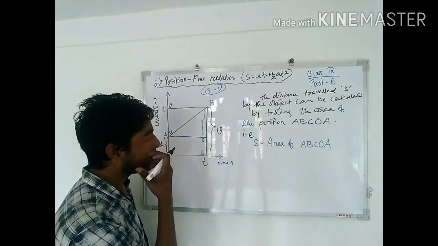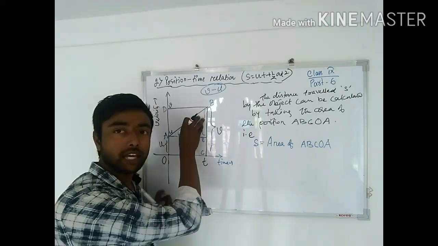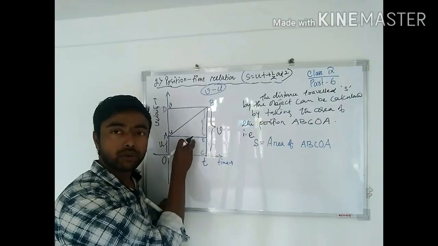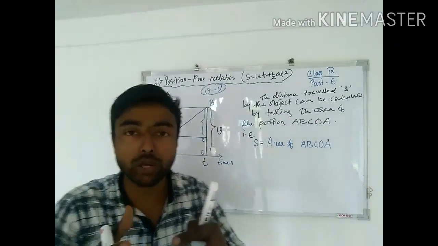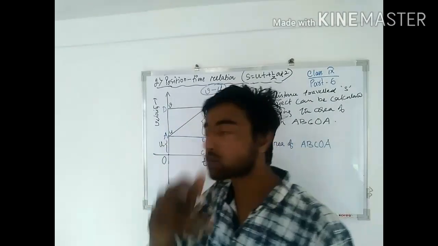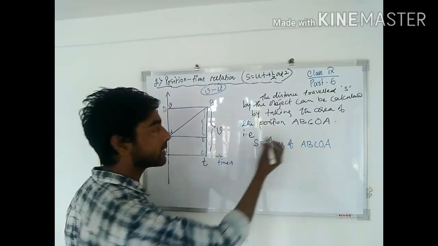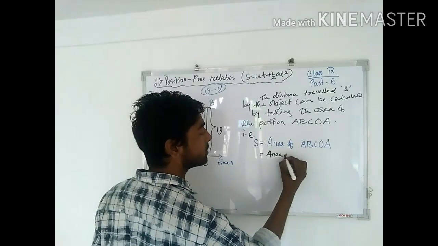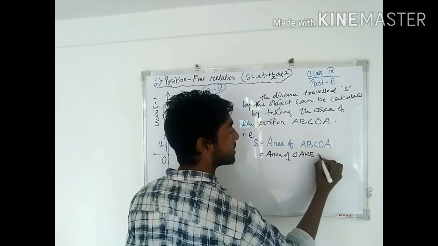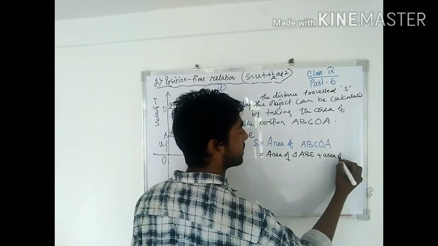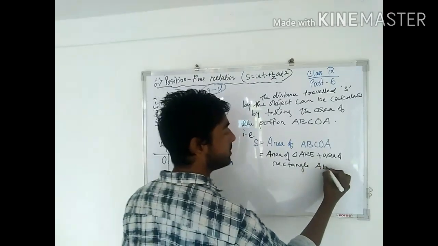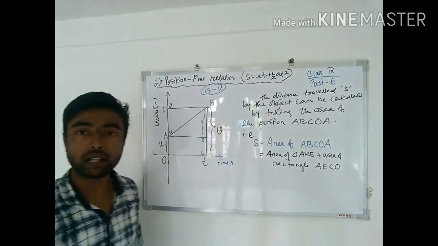So if I can find the area of this triangle, listen very carefully. If I can find the area of this triangle and if I can find the area of this rectangle and if I add these two areas, what we will get? We will get the area of whole trapezium. Is not it? So that's why we can write, as we have divided, I can write this area of triangle ABE plus area of rectangle AECO. Done. I can write like this.